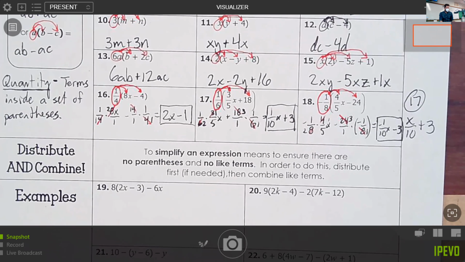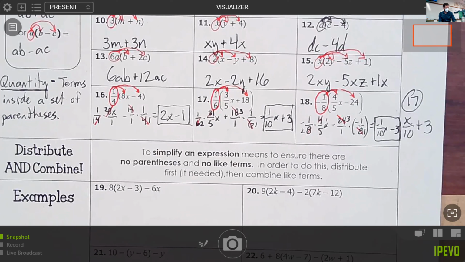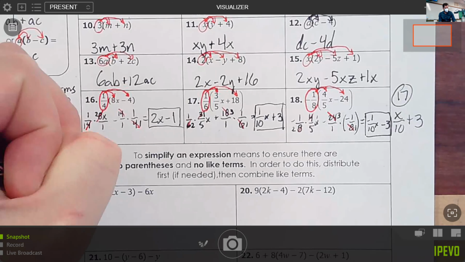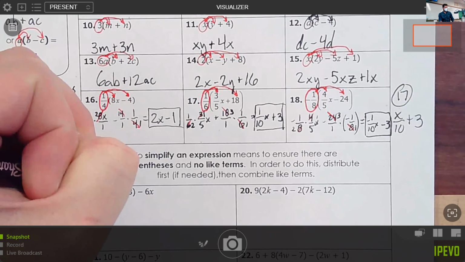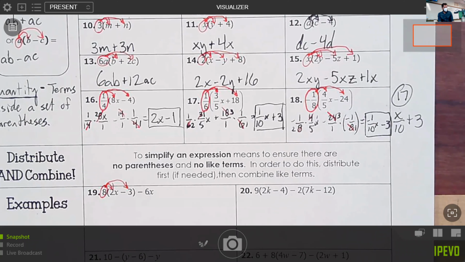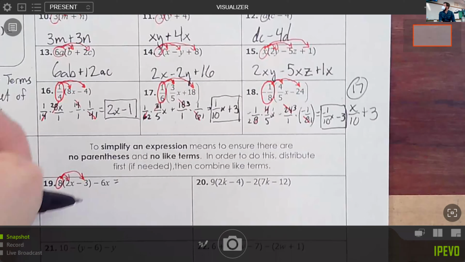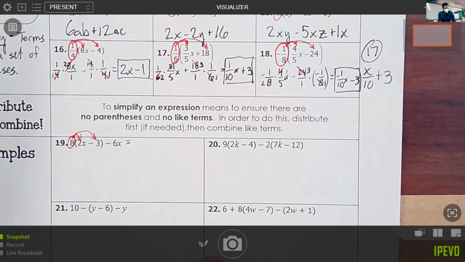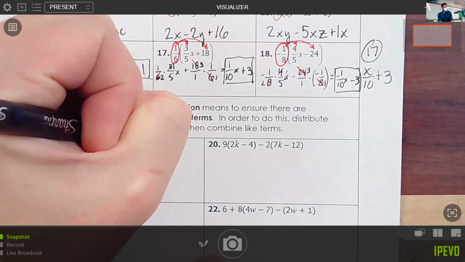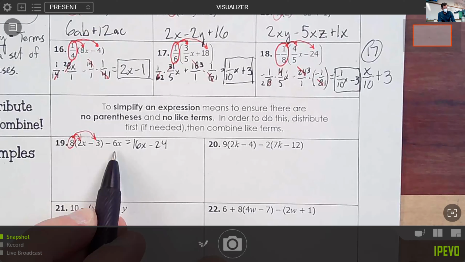So on number 19, we have one set of parentheses and we have one number on the outside of it. So we're going to take our 8, we're going to multiply by the 2x and the -3. 8 times 2x is 16x, because 8 times 2 is 16. 8 times -3 is -24. So 16x minus 24. We still have a -6x on the end.